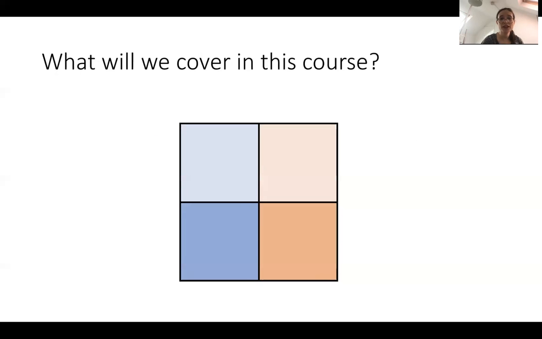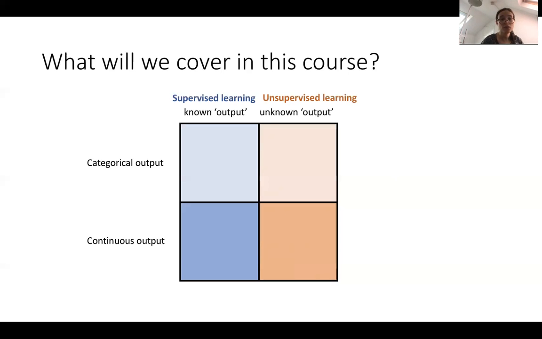So what will we cover in this course? We will cover supervised learning and unsupervised learning. Supervised learning is when the output variable is known, like in the cancer diagnosis case and in the wheat yield case. In unsupervised learning, the output is unknown, like in the bacterial ecology case. We will also look at categorical outputs and continuous outputs. Categorical outputs are discrete labels like cancer and normal, or the population group.